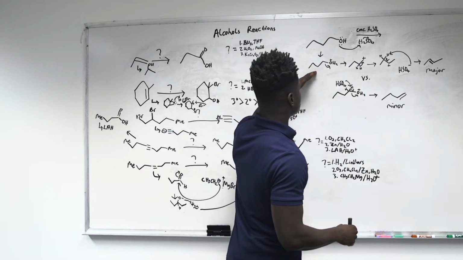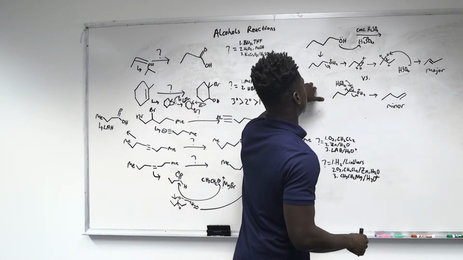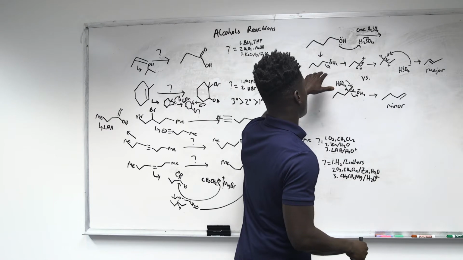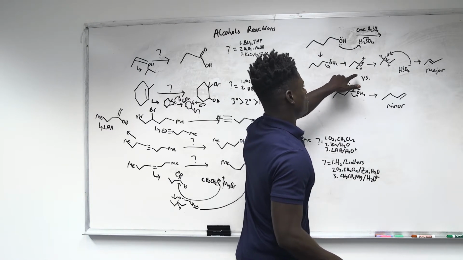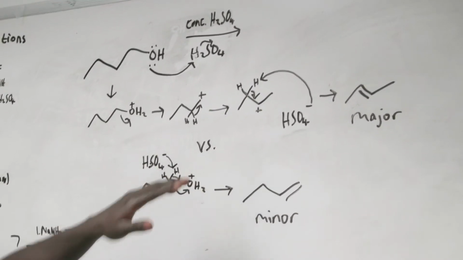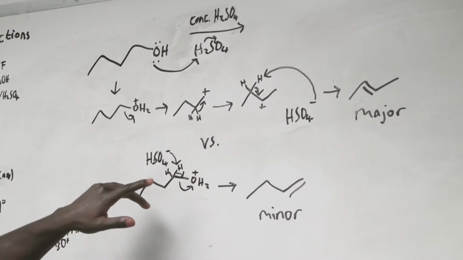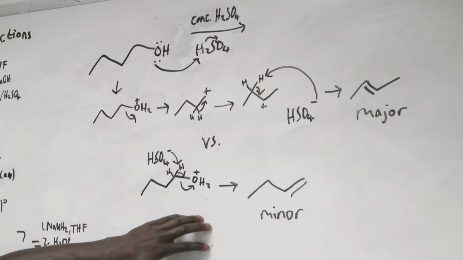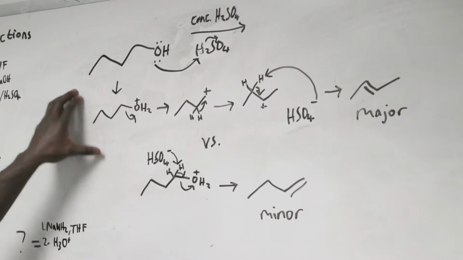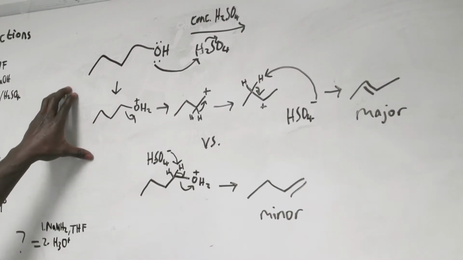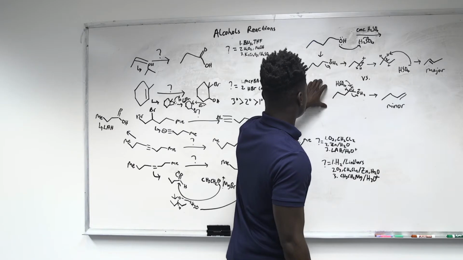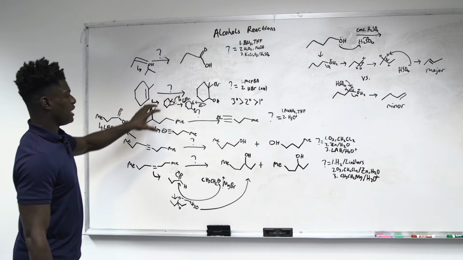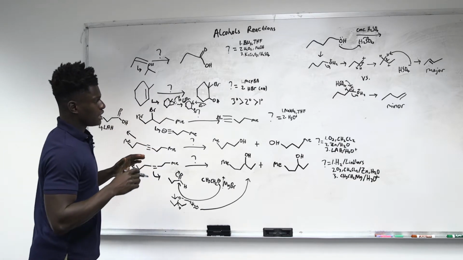Another example is here explaining one of the mechanisms of how you go from an alcohol to an alkene, utilizing hydride shifts to give you your major product versus your minor product. It's very important that you guys go through this. The mechanism's already written down, so you can pause and stop here to look at it and understand what's going on.